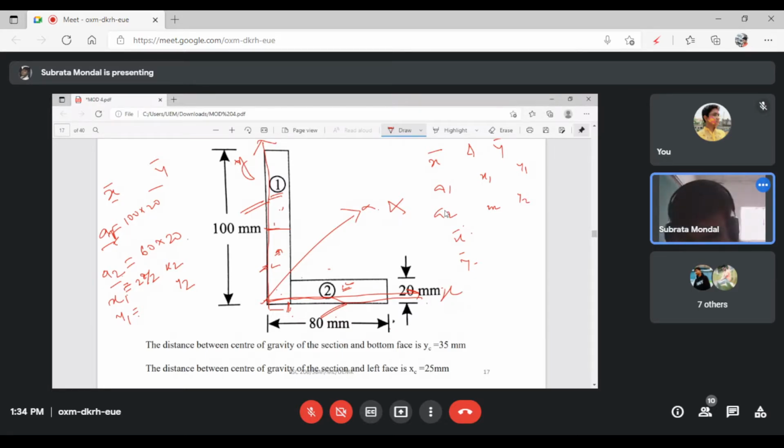Okay, so the y1 will be what? Half of this. So total length is 100, so it will be 100 by 2. Okay, so it is 20 by 2 and 100 by 2. Fine, no issues because that side is 20. This is 20. So it is 20 by 2 and 100 by 2.